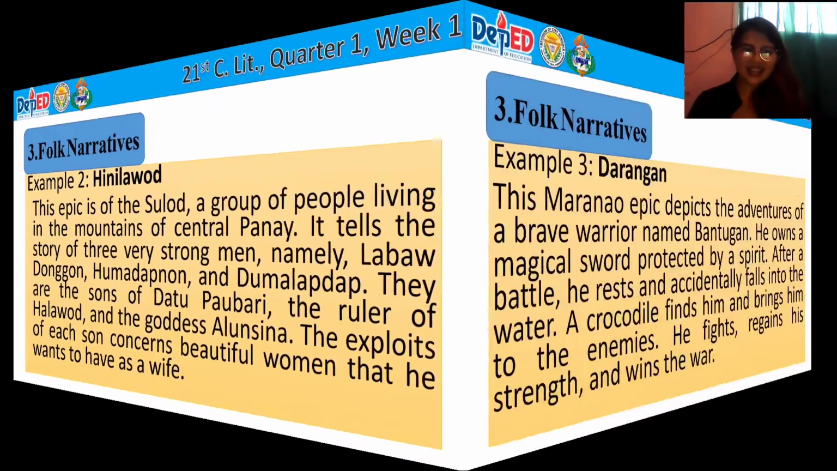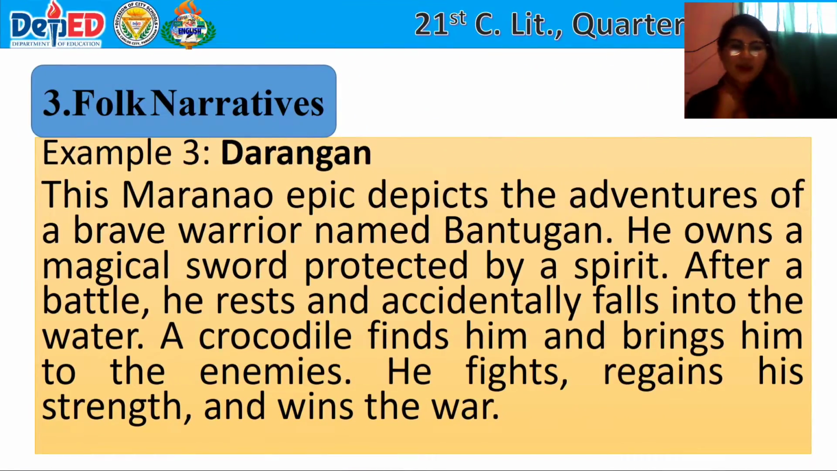Next is Darangan. This is actually a Maranao epic which depicts the adventures of a brave warrior named Bantugan. He owns a magic sword protected by his spirit. After a battle, he takes a rest and accidentally falls into the water. A crocodile finds him and brings him to the enemy. He fights, regains his strength, and finally wins the war.